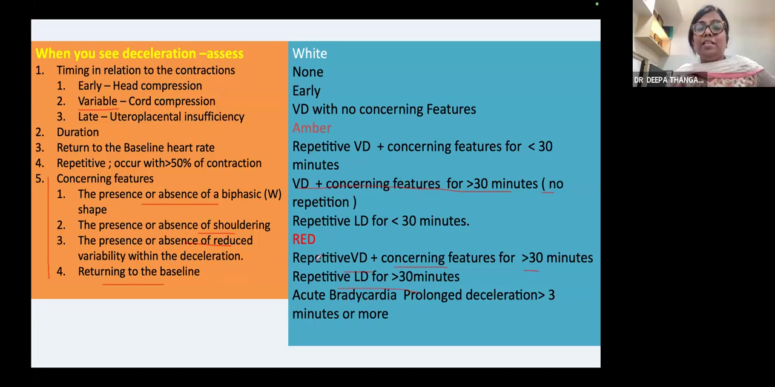Repeated late deceleration is equivalent to variable deceleration with all these concerning features. So even if you're not able to type the deceleration, and you are very confused between late and variable deceleration, variable deceleration with all these concerning features is a typical late deceleration. Late decelerations are usually uniform. Uniform means every contraction it will be there, repetitive and uniform. Variable is not uniform. Sometimes it will be there, sometimes shallow, sometimes more complicated. That is the difference between late and variable decelerations.